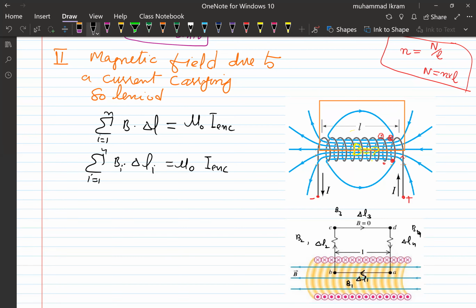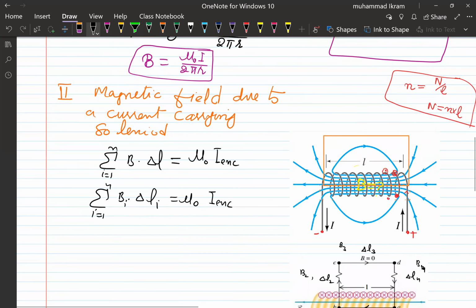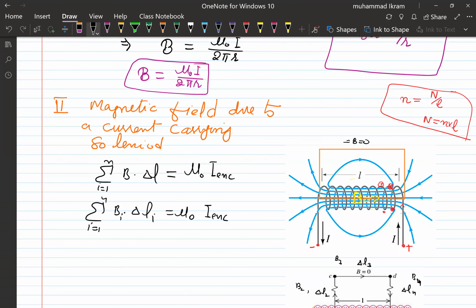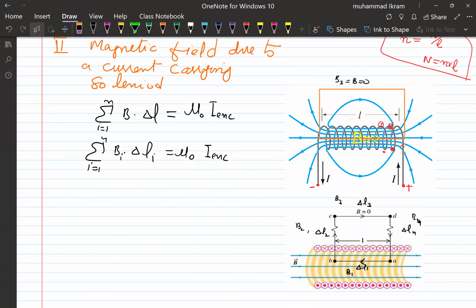Now this case is very much different from the previous one. Why? Because the magnetic field is not the same all around the current carrying conductor. B is stronger inside the solenoid, and outside the B is weaker. And for this portion, is there any magnetic field? No, there is no magnetic field line at this portion of the loop, so we consider it 0. For example, our B3 is equal to 0.